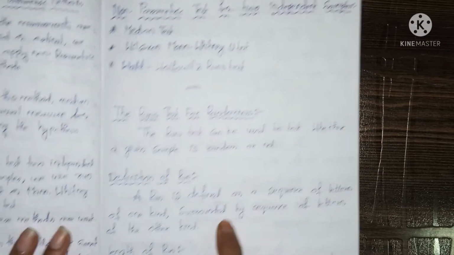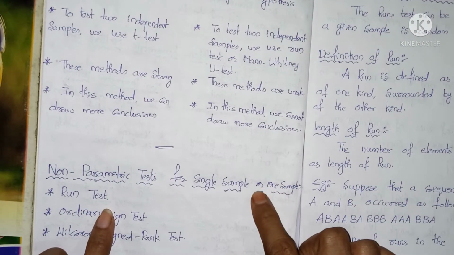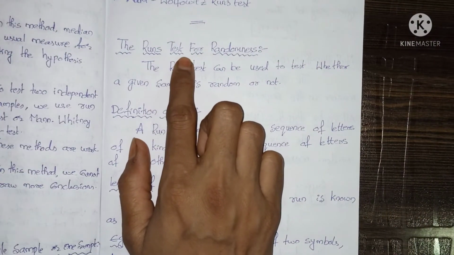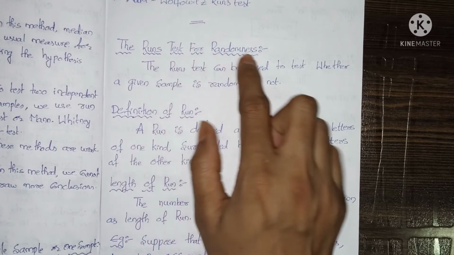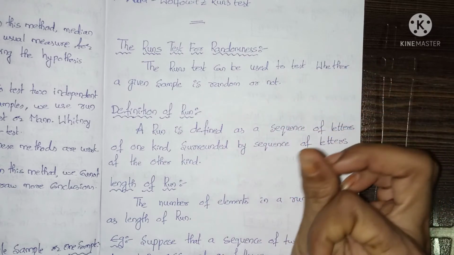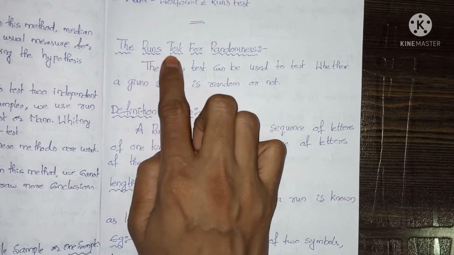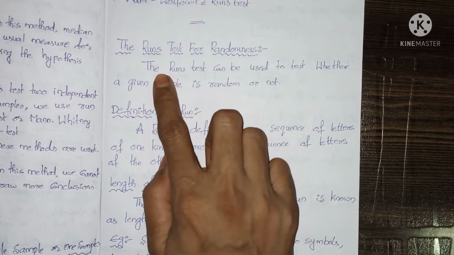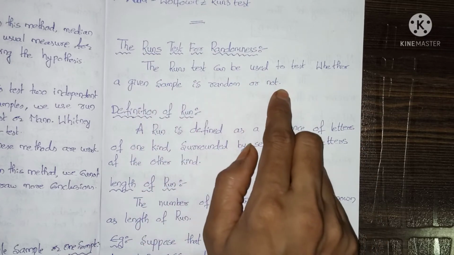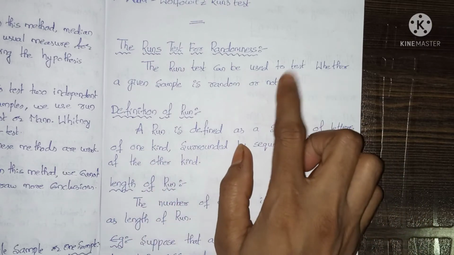So now we are going to learn about the run test, for a single sample. The runs test for randomness. Randomness here means we don't follow any particular pattern. The runs test can be used to test whether a given sample is random or not. That means we are going to test whether the given sample has any pattern or not.